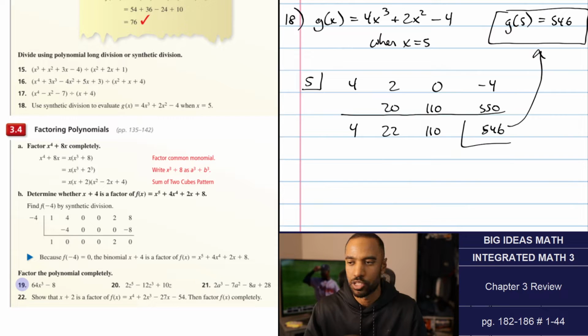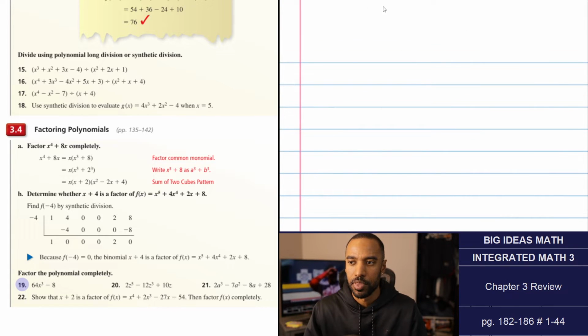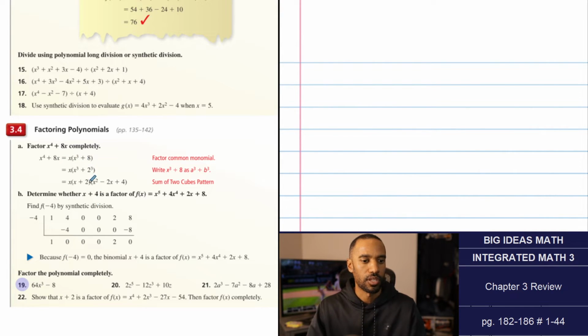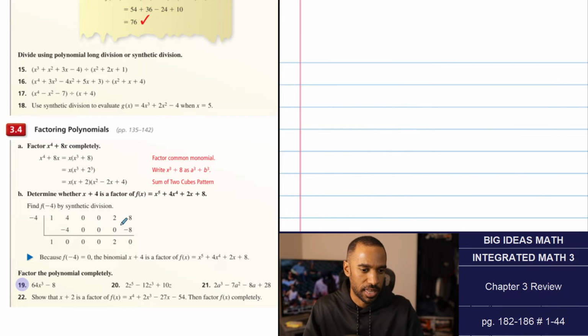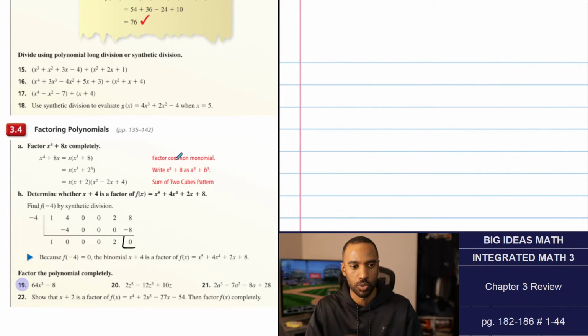Now factoring, again, is something of old that was done quite often in IM2, to a large extent even. This is where we do some sum and difference of two cubes factoring as well. We're also determining whether something's a factor of something or not by using synthetic division. If you get a zero remainder, then it is a factor of it. That's a test that you can do as well.